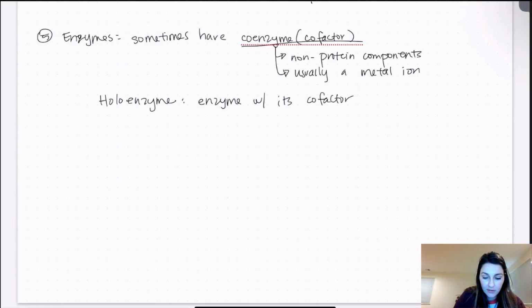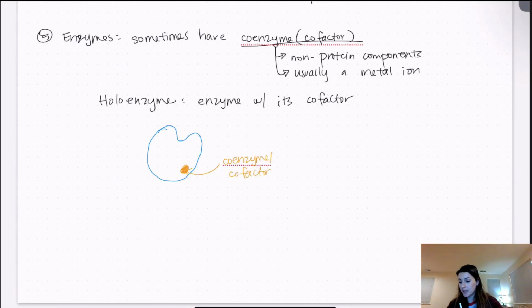What this would look like is, okay, we have our enzyme from before. I'll draw a better active site. Enzyme, there is a better active site. And then sometimes it has this little cofactor. Let's draw in orange. So sometimes it just has a little cofactor hanging out in there. That's the cofactor or coenzyme within that blue enzyme.